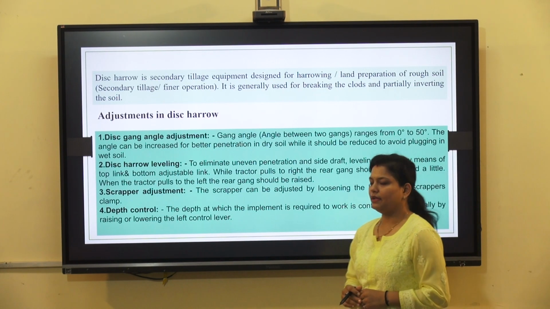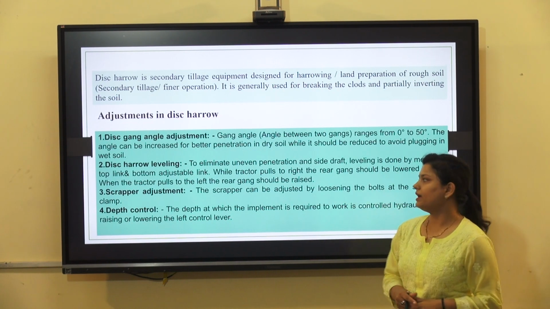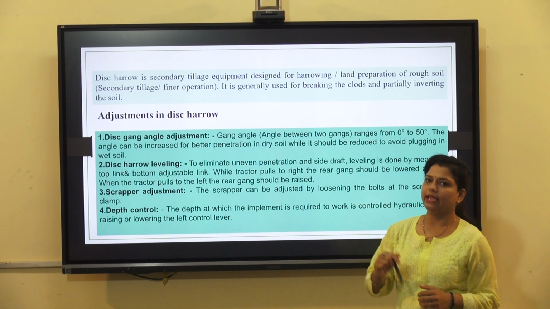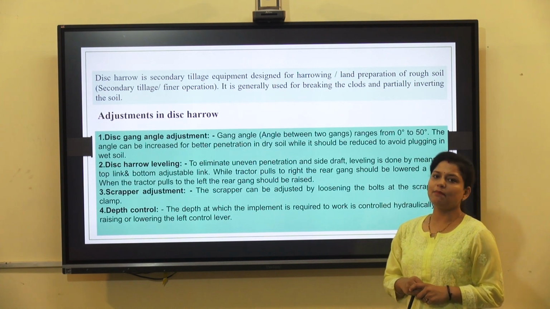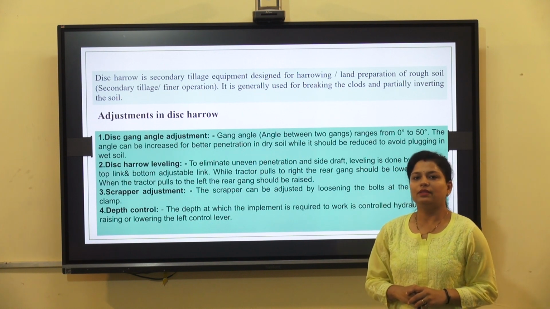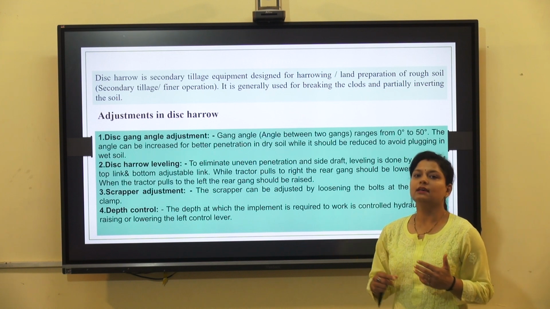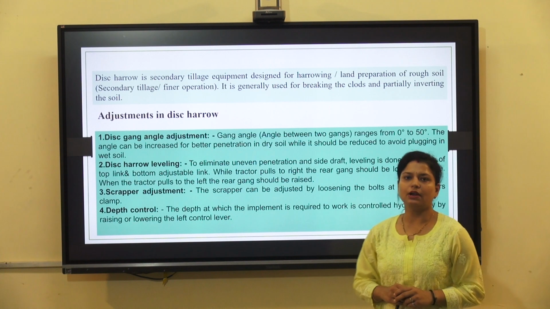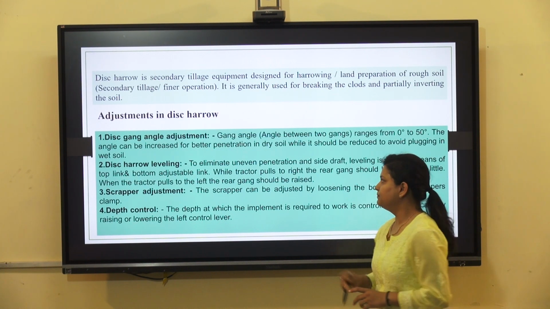Disc harrow leveling, as we discussed in the previous slide, is very important. The disc harrow is also attached with a 3-point linkage and it should be raised or lowered with the help of the top link. Scraper adjustment. The scraper is adjusted with the help of bolts and it is clamped on the implement. Depth control. Depth can be controlled by the hydraulic control system.